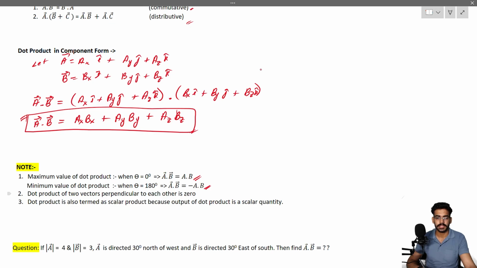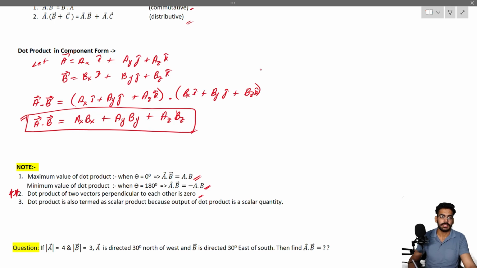The dot product of two vectors that are perpendicular to each other is 0. This is a very important property. So if someone tells me that two vectors are perpendicular, I can put the dot product equal to 0 and find whatever value I want to. If I want to check whether two vectors are perpendicular or not, I will set their dot product equal to 0.